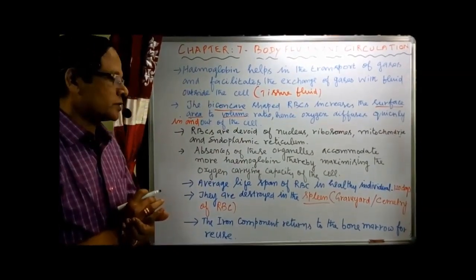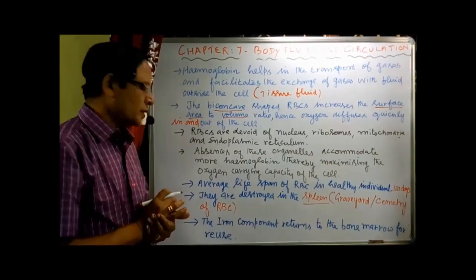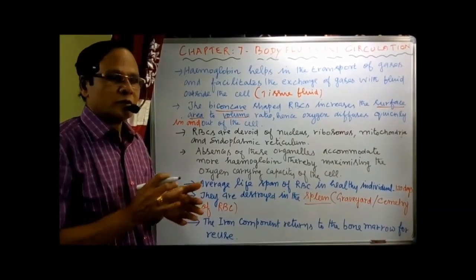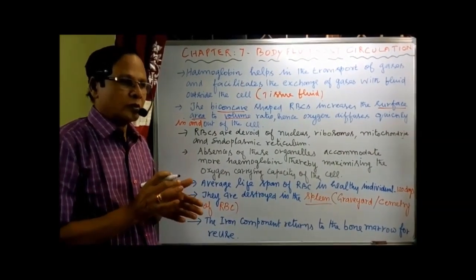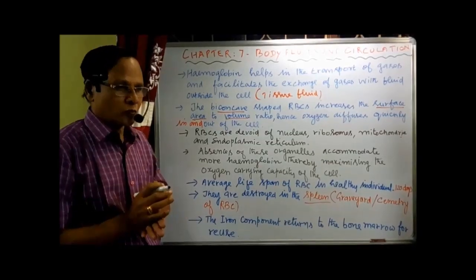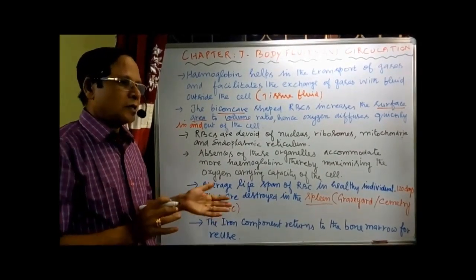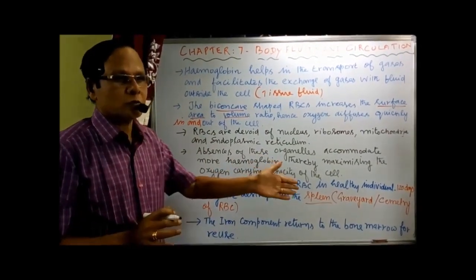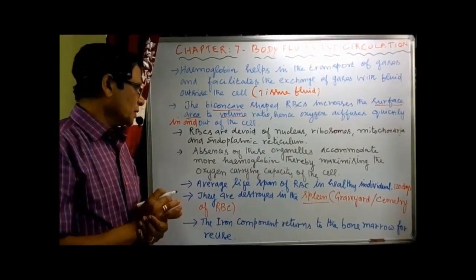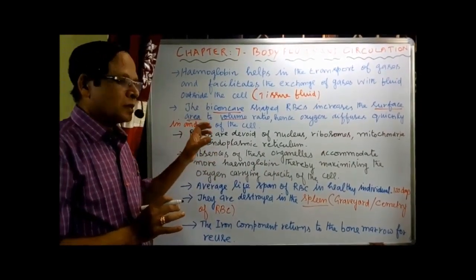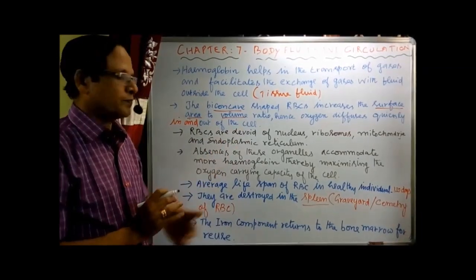Graveyard or cemetery for RBC because it's a place of destruction. So after destruction, the iron components are released. The hemoglobin is converted into the bile pigments. The iron components are transported to the bone marrow for reuse. That's about the hemoglobin and its fate.